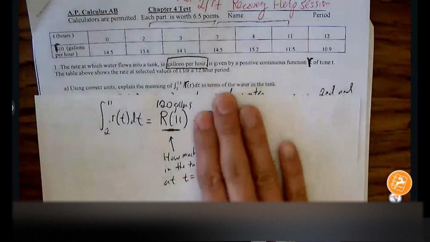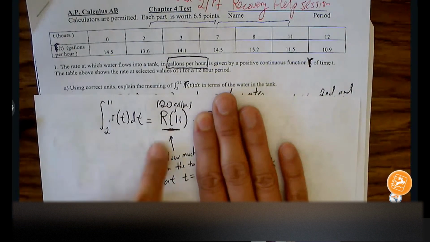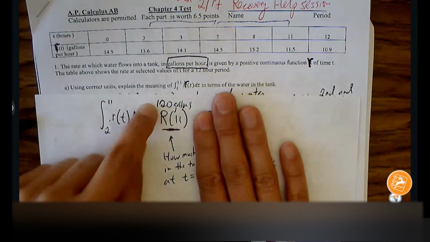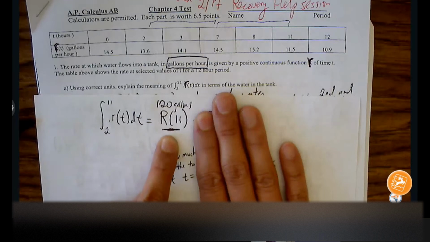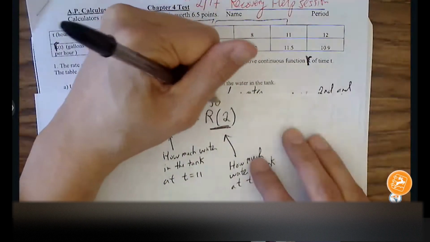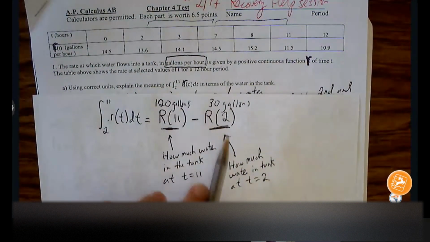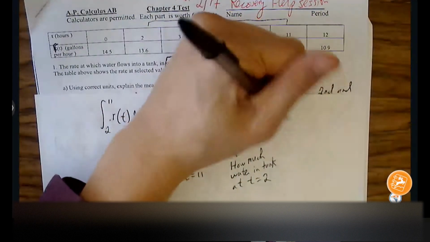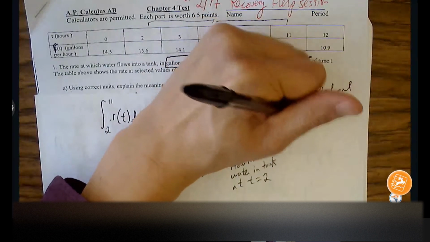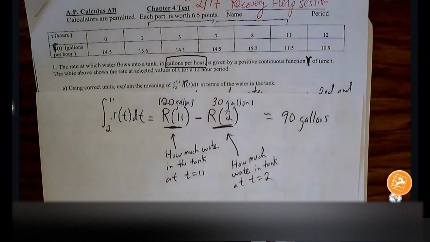Well, if I just do R of 11, that's just going to tell us how much water is in the tank at that moment in time, or how much has been added to the tank at the 11th hour. Okay. So let's say R of 2 ends up being only like 30 gallons. So what is that, 120 minus 30? Let's say it ends up giving us 90 gallons. How can you phrase it in a way that shows you understand what's going on? What does that 90 gallons tell us about what's happening inside the tank?